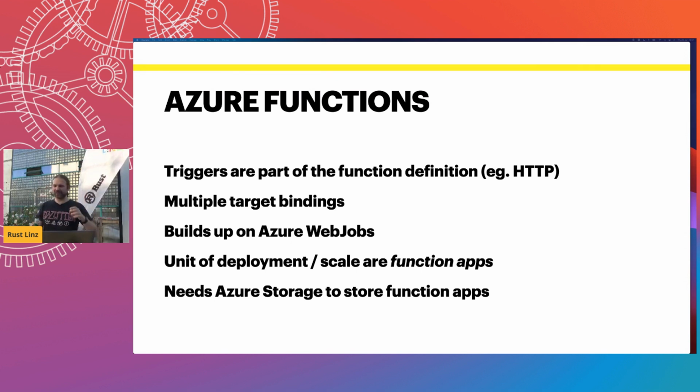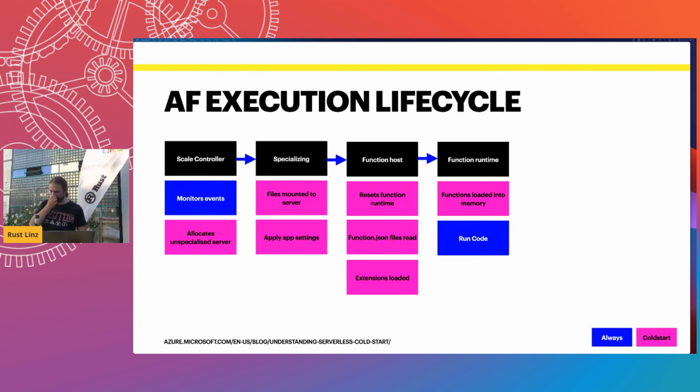Alrighty, and it needs Azure Storage to store the function. So you can't deploy a function app without Azure Storage. Hidden costs. Just to say it. How does the Azure Function execution lifecycle look like? So the scale controller checks if any events come in, and if those events come in and there's not a worker or a server already working on that, it allocates a new server. The server is unspecialized.